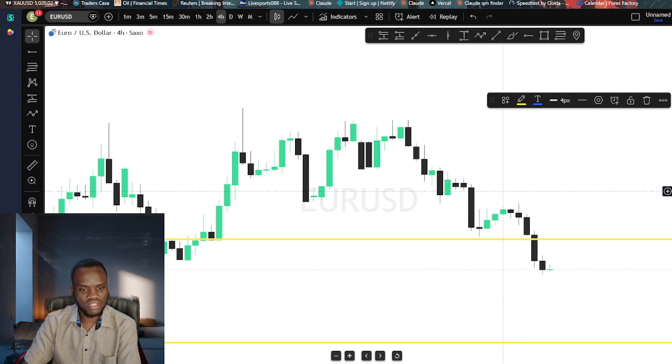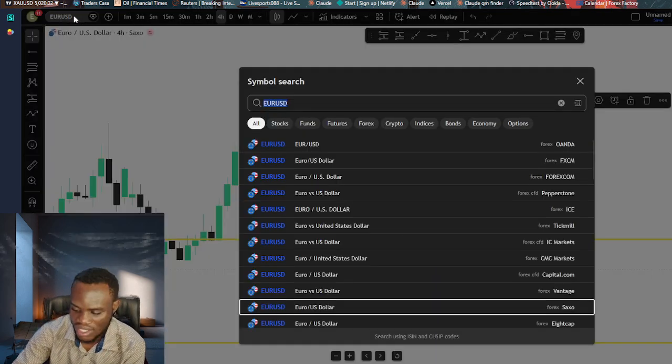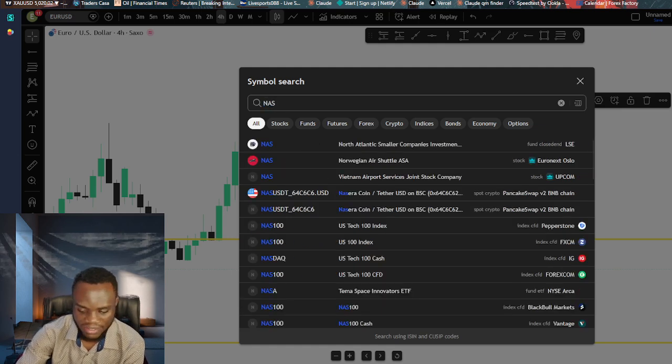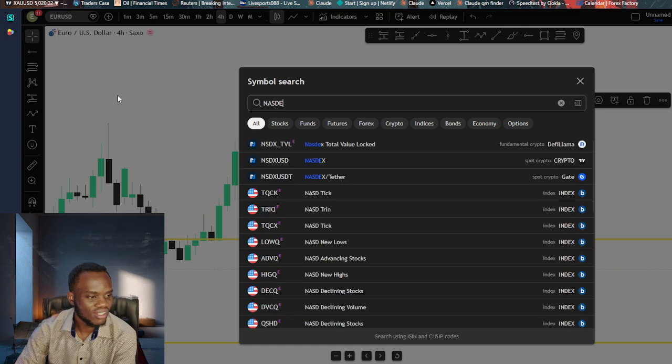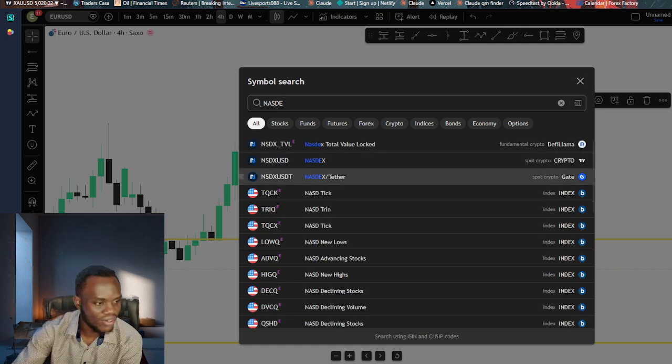So when we go on to the NAS 100, which is the Nasdaq, with that NAS 100.